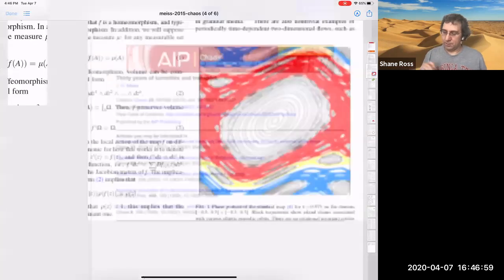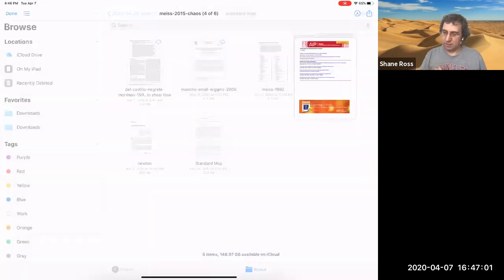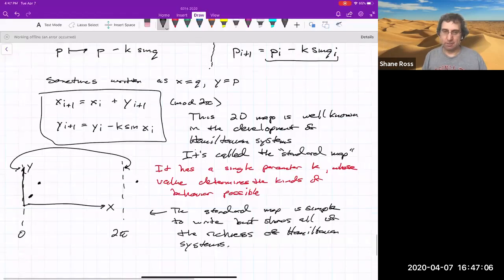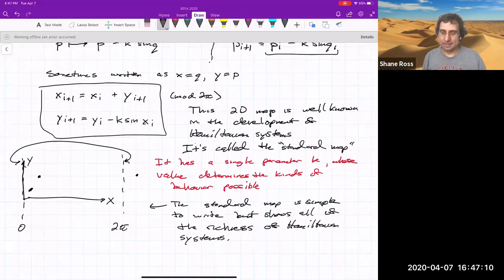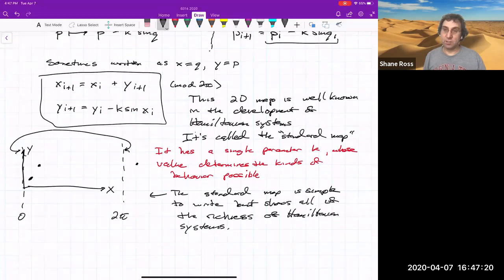But the standard map shows all this interesting behavior, and it's interrelated to this idea of coming up with discrete maps that solve a Hamiltonian system and so on. But I'm going to end there, and then we'll pick up Thursday. Do you have questions? I know it's after 4:45, but I'm open to questions.